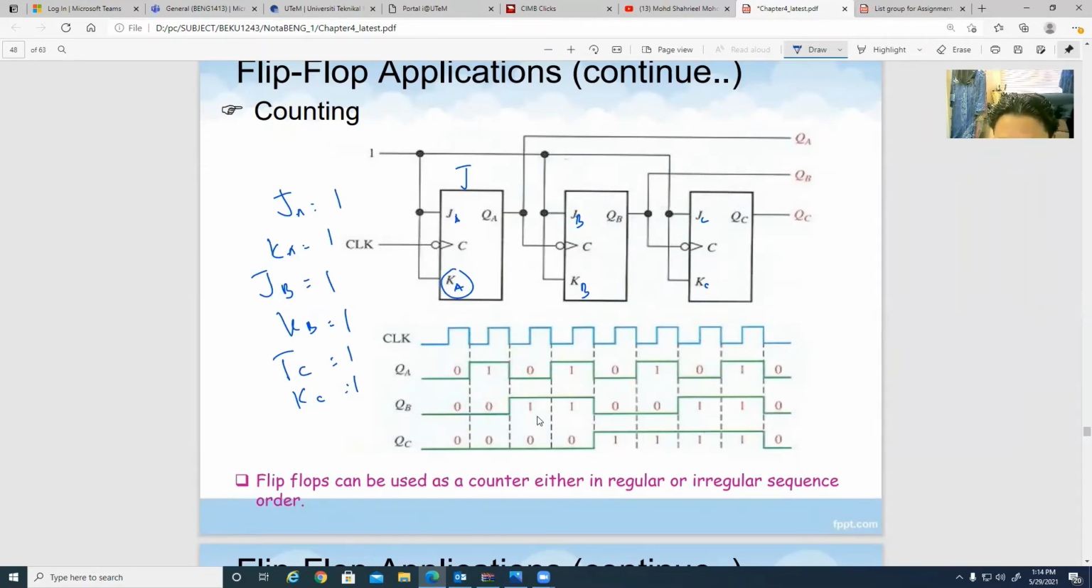Okay, that's why you can see here it's the regular sequence, 0, 1, 2, 3, 4, 5, 6, 7, 0, 1, 2, 3, until... So you can see this one, 000 is a 0, 001 is the 1, 010 is a 2, 011 is the 3, 100 is a 4, 101 is the 5, 110 is the 6, 111 is a 7. That's why you can get the regular sequence. Okay, so this is called the counting.